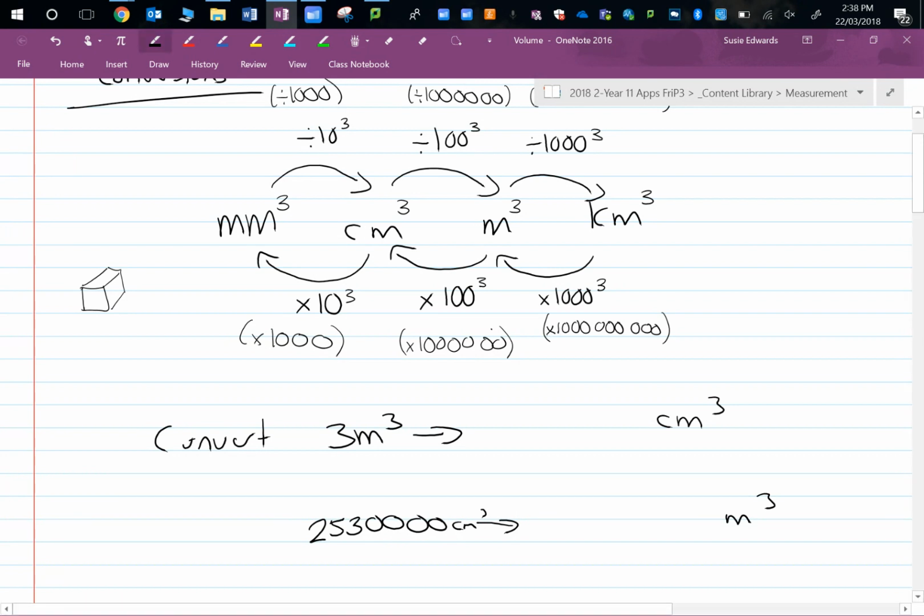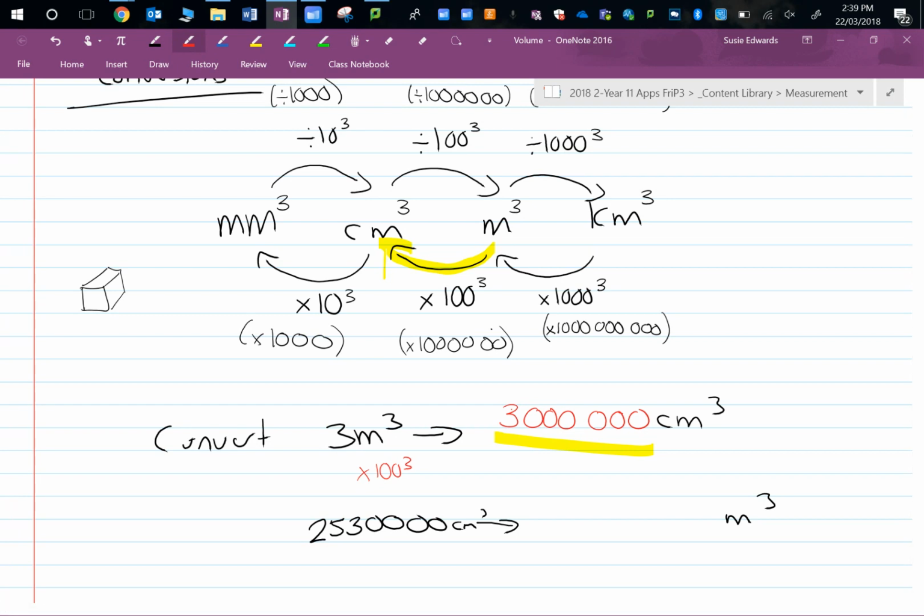So if we go 3 cubic meters to cubic centimeters, so we're saying going from cubic meters to cubic centimeters, what have we got to times by? We've got to times by 100 cubed, which is the same as saying a million. So how many cubic centimeters are there? 3 million cubic centimeters. Did everyone see what we did there?